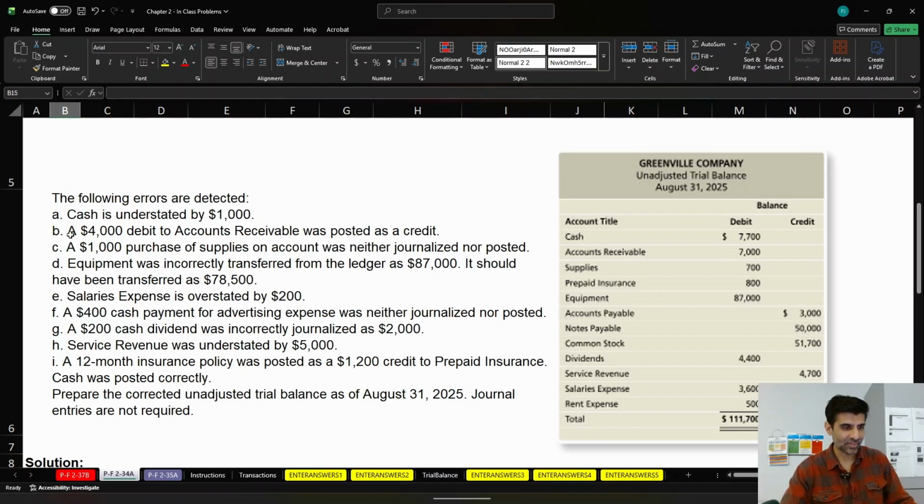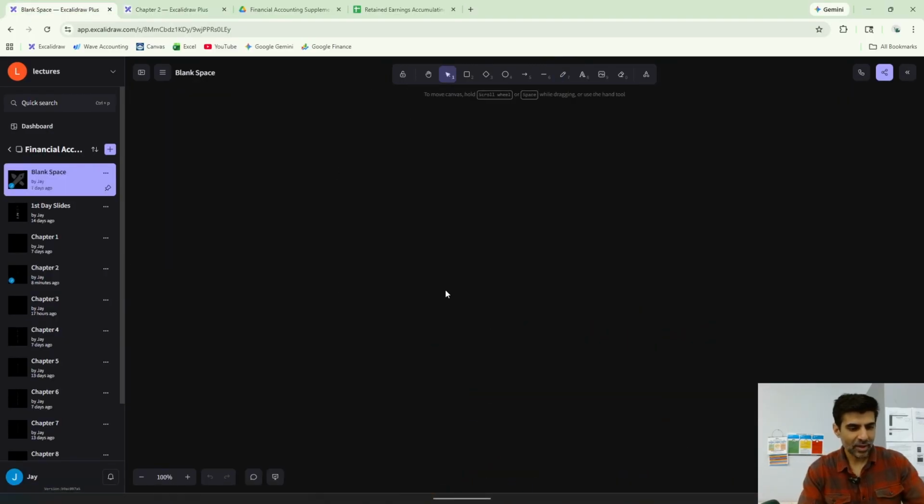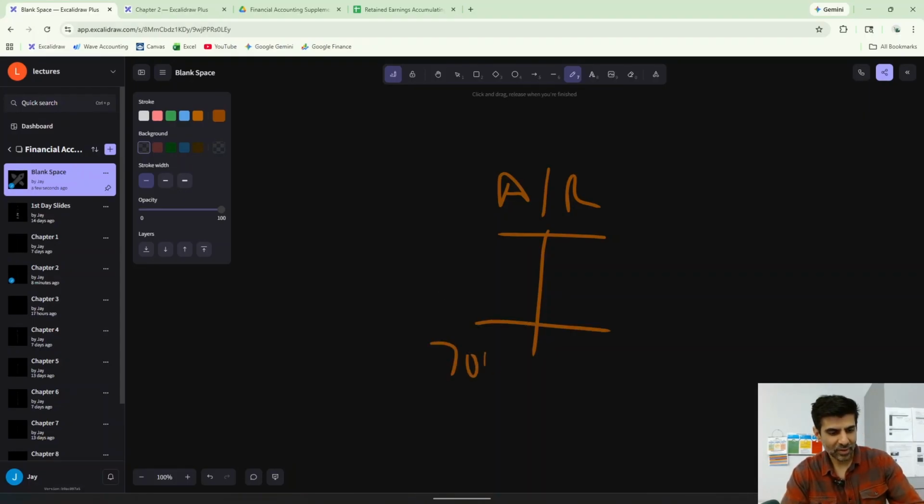Let's do the second one together, just so we are sure we know what's going on. A $4,000 debit to accounts receivable was posted as a credit. I have this accounts receivable balance of 7,000. So what it's saying essentially, if I have my T account for accounts receivable, right now the balance is 7,000 debit. It's saying that there was some credit of 4,000 here, but it actually should have been here.